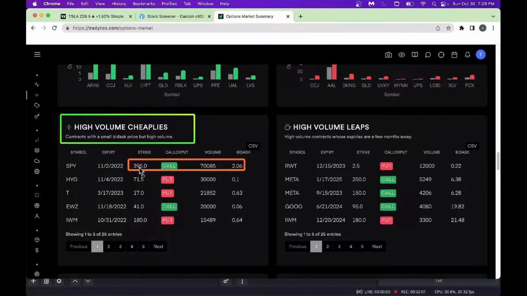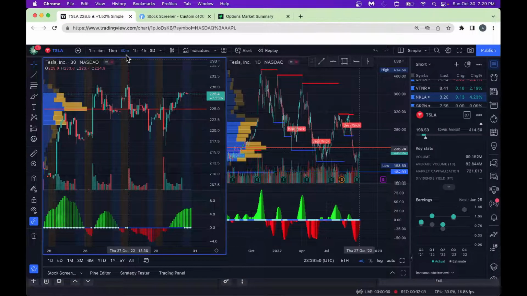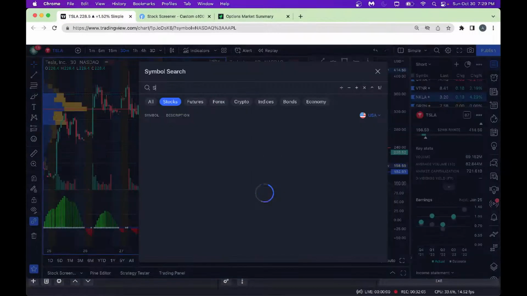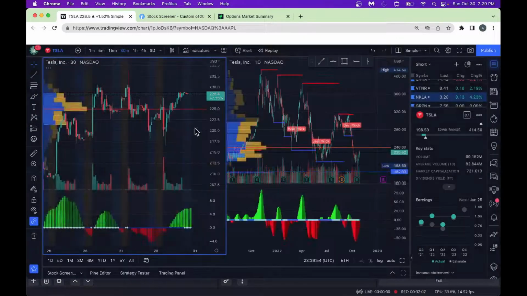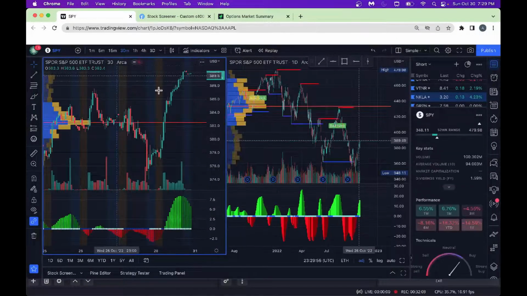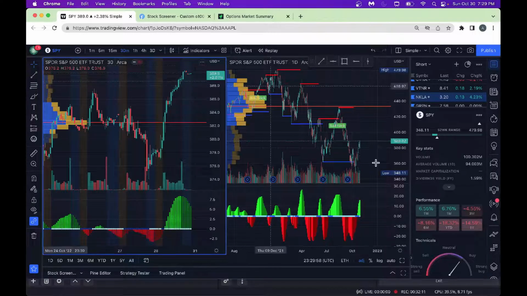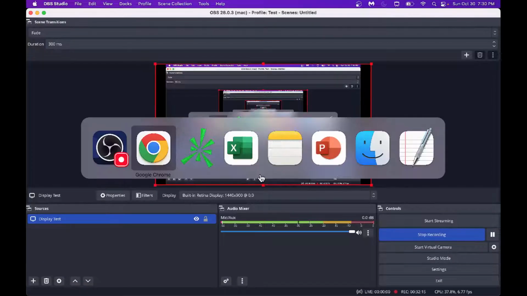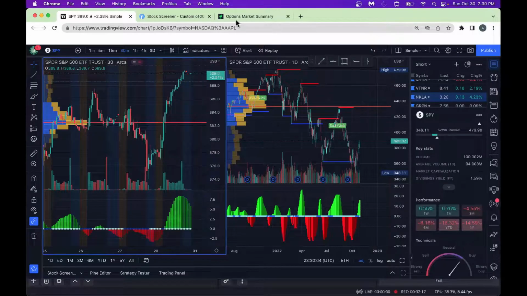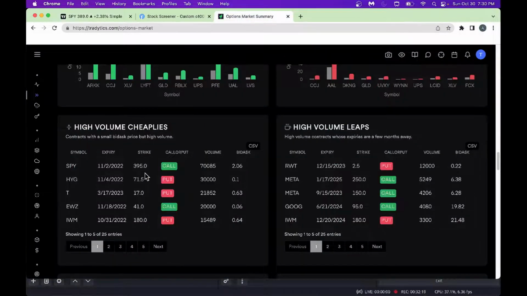395 SPY looks like. Let's go back here to TradingView. You could say SPY. Looks like SPY is currently at around, say, 389 here. And these folks are really buying 395, so they're basically buying out of the money call options for 11.2, around the corner next week. So that's what's going on. You get a good idea.